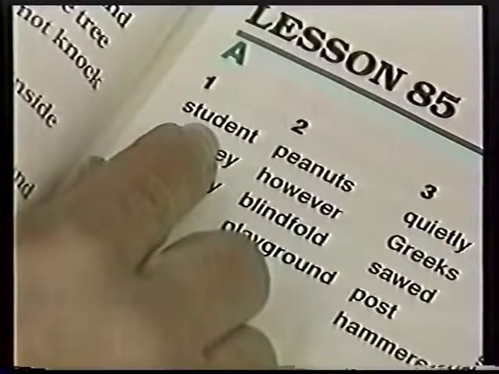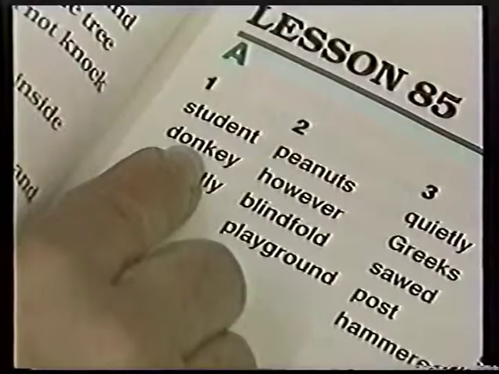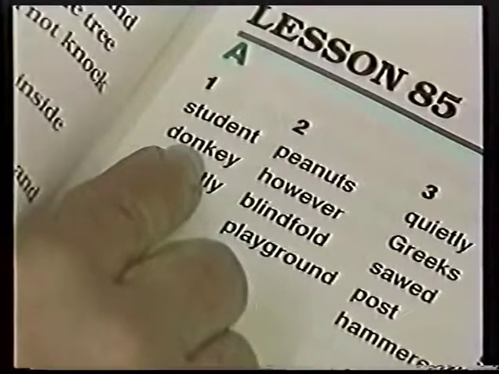Get ready. S-T-U-D-E-N-T. What word did you spell? Student. Good. Next word. That word is donkey. What word? Donkey. Spell donkey. Get ready. D-O-N-K-E-Y. What word did you spell?